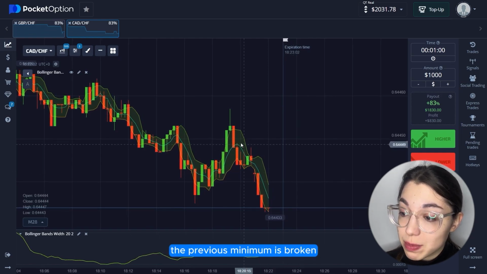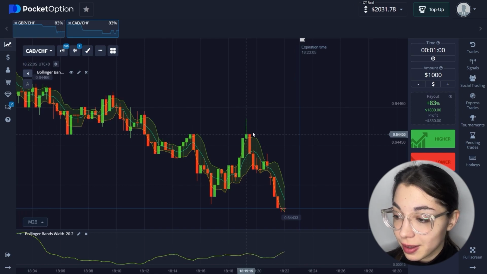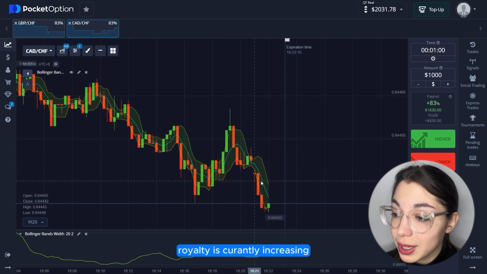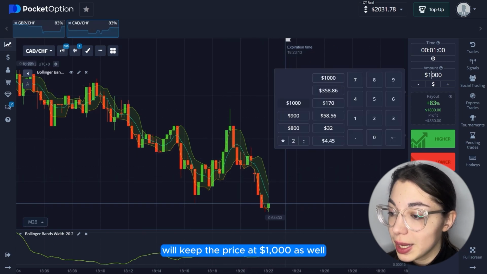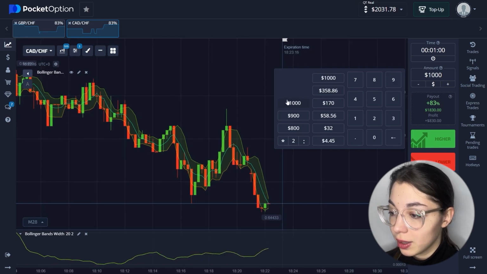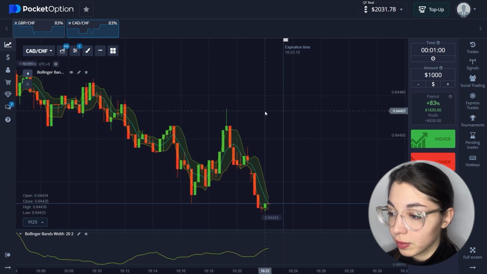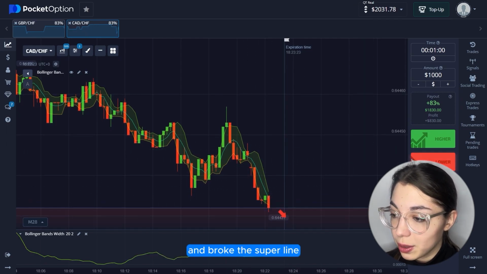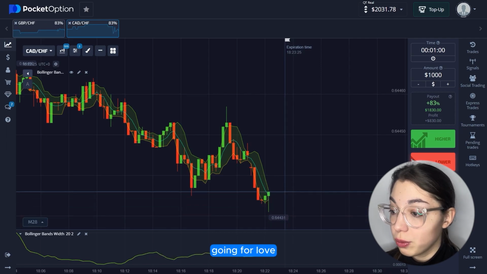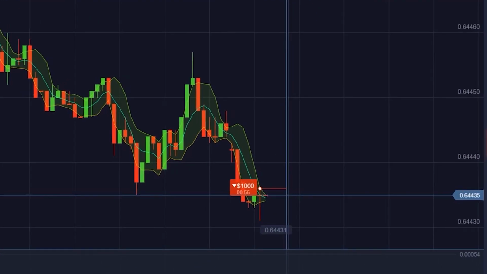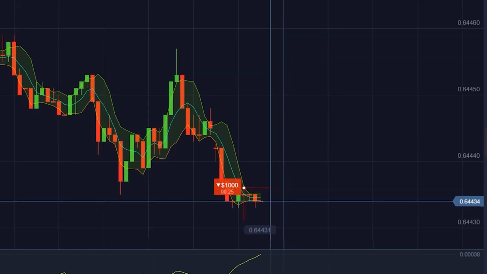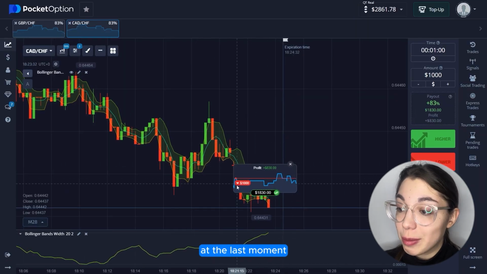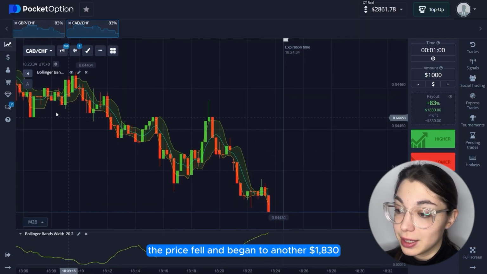The previous minimum is broken. The price moves downward with very short bounces. Volatility is currently increasing. We'll keep the trade amount at $1,000 as well. The chart bounced from the downward moving average and broke the super line. We see that the price is strongly pulling down, going for a low. Yes, awesome! At the last moment, the price fell and we gained another $1,830.